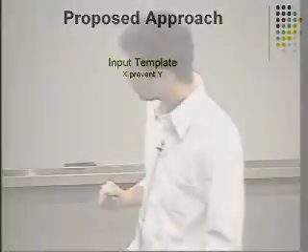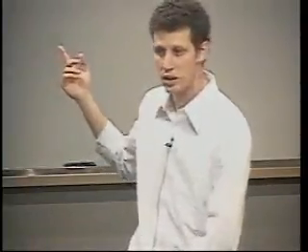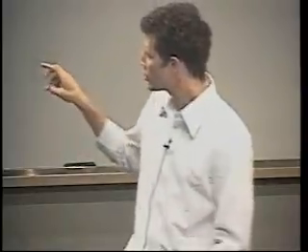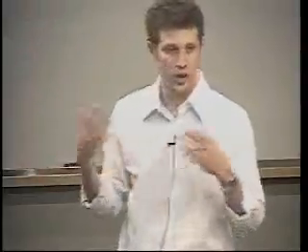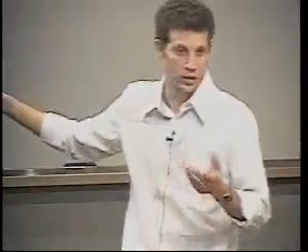So let's take a look at our approach. We start with an input template describing the relation that we're looking for. We use an entailment rule acquisition to learn templates that should entail the input template. Then we use a syntactic matcher to find these templates in the document and extract the different instances. How does it solve our goals? If we have an unsupervised entailment rule acquisition, then we have an unsupervised relation extraction system. And if we have two of these algorithms, we can just replace them and measure recall and precision on an annotated data set for relation extraction. Then we can see which is doing better than the other.